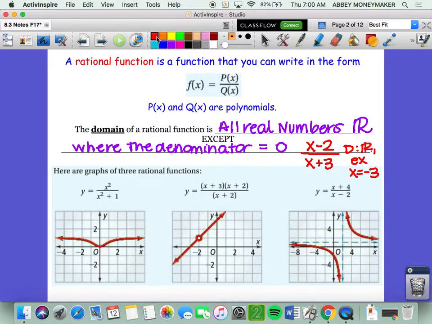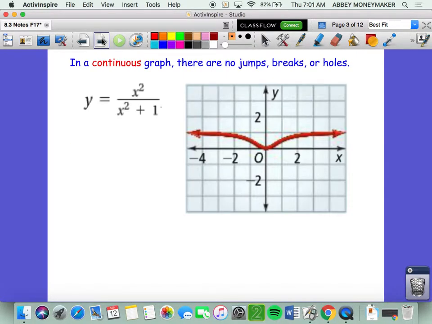Okay. So there are three major types of rational functions that we're going to look at today. And you can see down here at the bottom all three of them, and they look a little funny, I know, but we're going to dissect them and look at them very carefully. So the first type of rational function is called a continuous graph because there are no jumps, no breaks, or no holes in the graph. I could use whatever x value I want here, and I'm going to prove this to you.